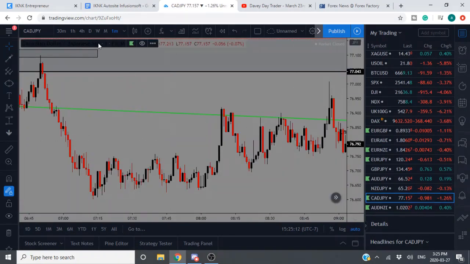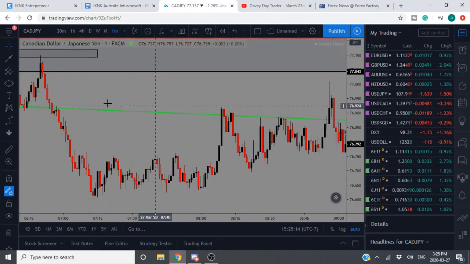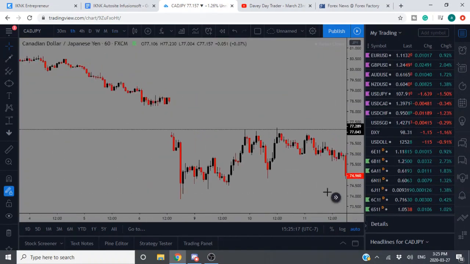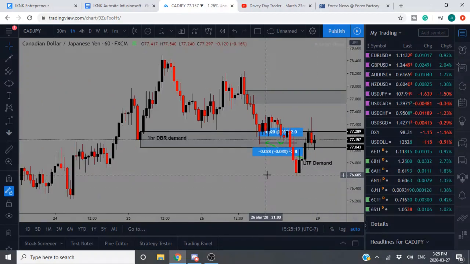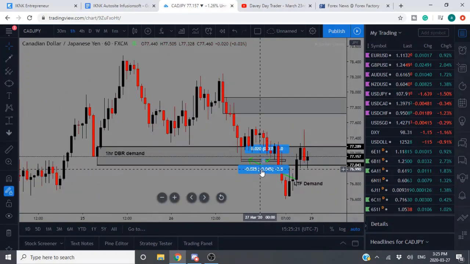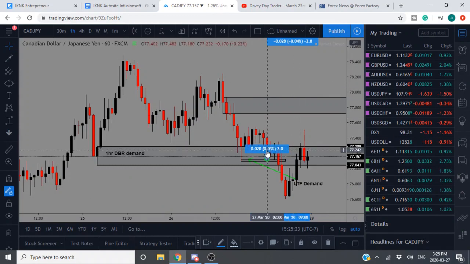And it's like CAD yen. I haven't deleted my charts yet since I did my trading for Friday. We noted, I posted this in the group. That was a lesson I was talking about.